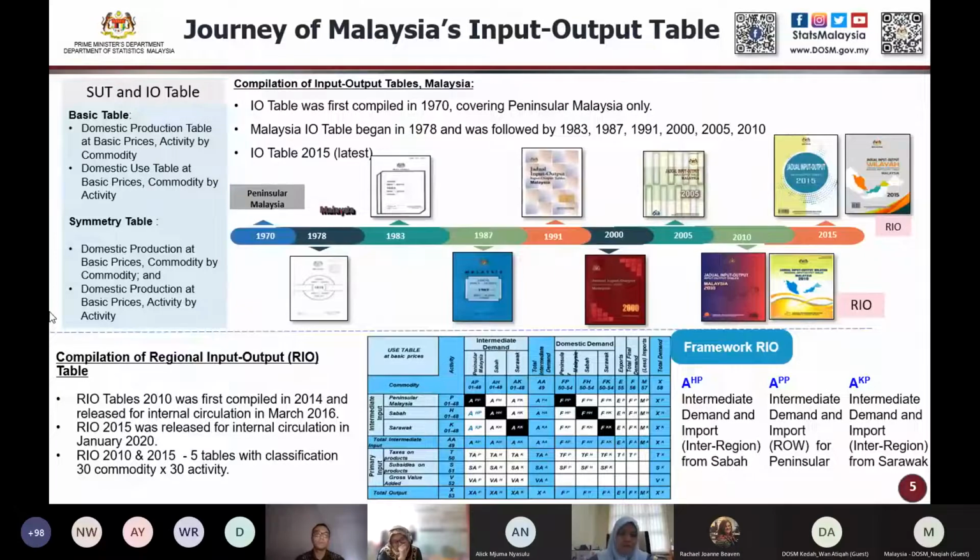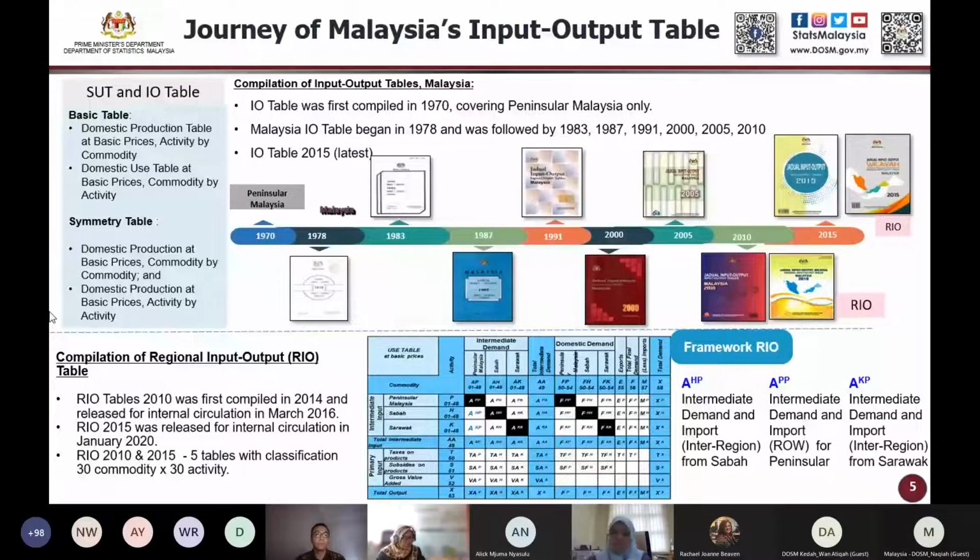Okay, next for the supply and use table, we have a domestic production table at basic price, activity by commodity, and a domestic use table at basic price, commodity by activity. For the symmetric table, we have domestic production at basic price, commodity by commodity, and domestic production at basic price, activity by activity.